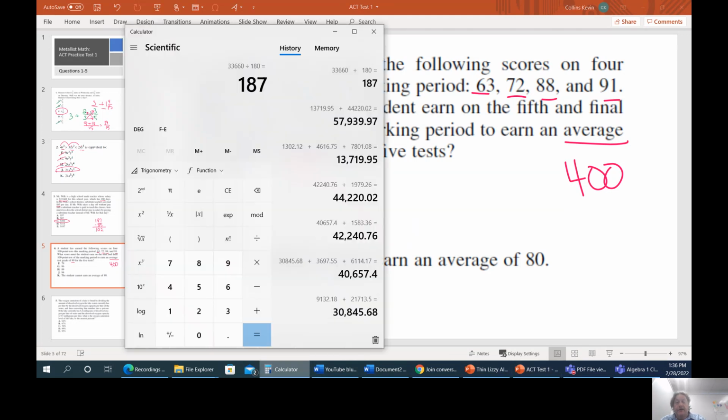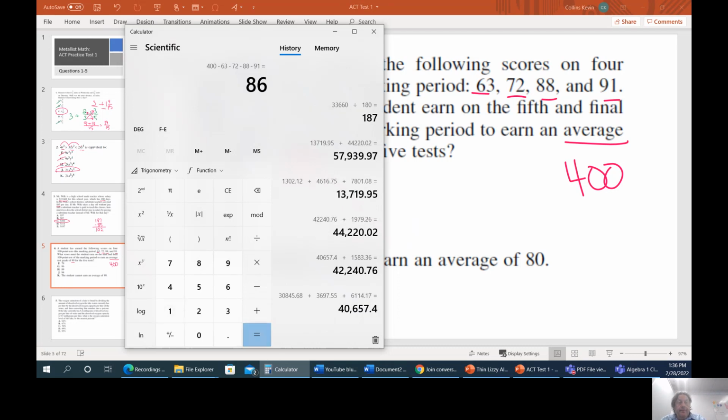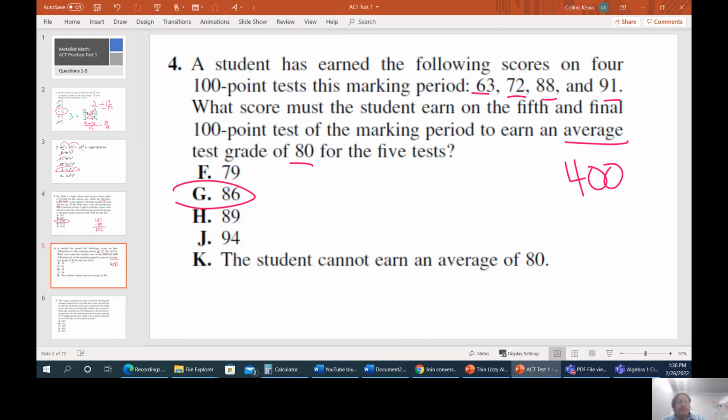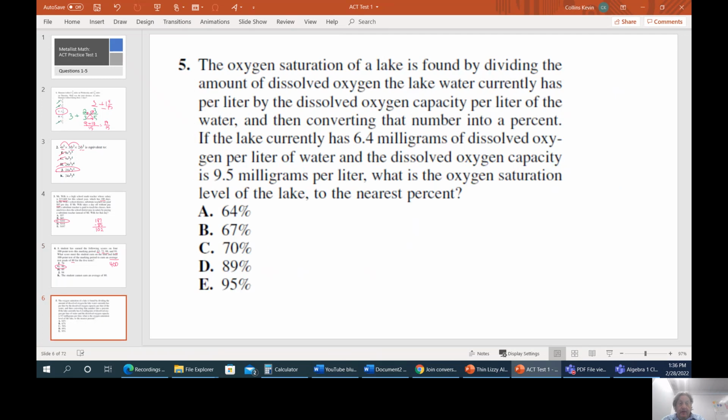So again, let's break out the calculators. We clear it out here. We got 400 minus 63 minus 72 minus 88 and minus 91. So we came up with 86. That means we need an 86 on the last test to get to our average of 80%, which would give us a B. All right, okay, last one for today.